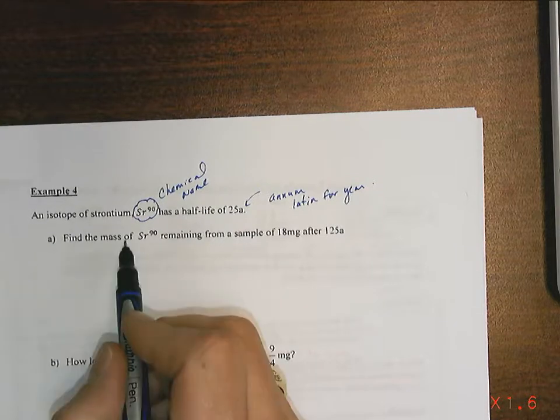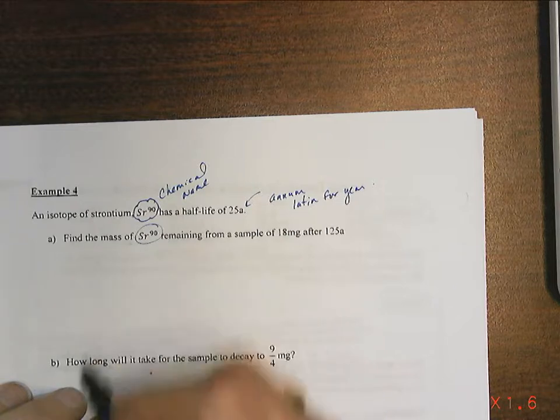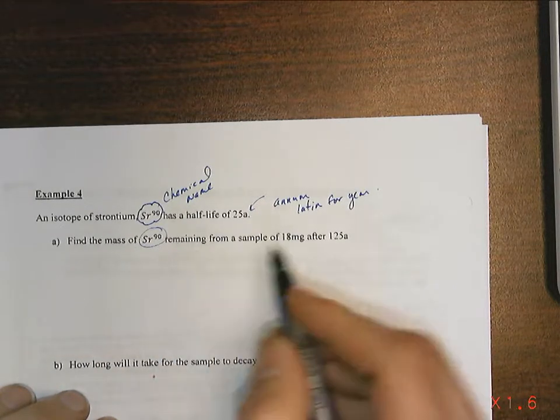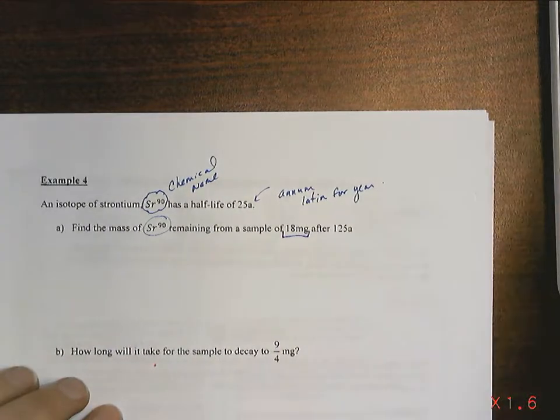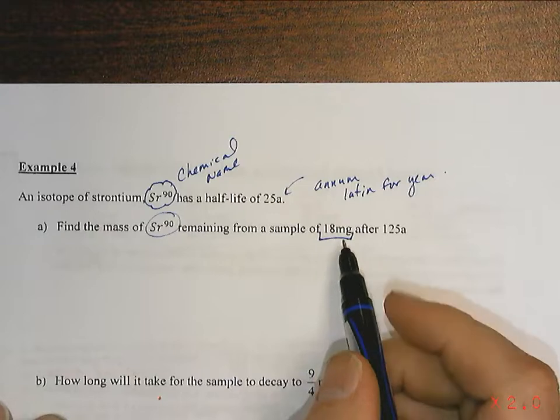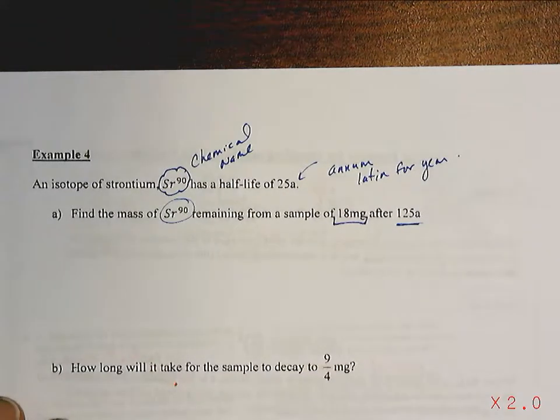So again, find the mass of strontium, that's a name, remaining from a sample that's 18 milligrams to start. Let's zoom in here a bit. 18 milligrams to start, after 125 years. That's cool. Let's come up with a formula.